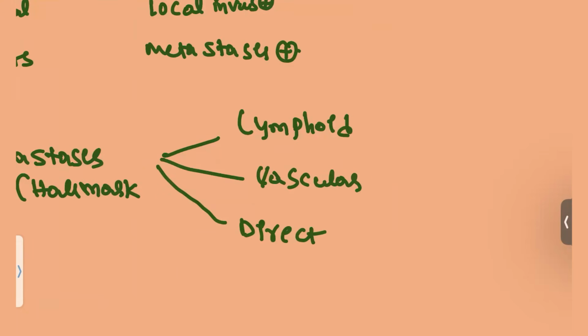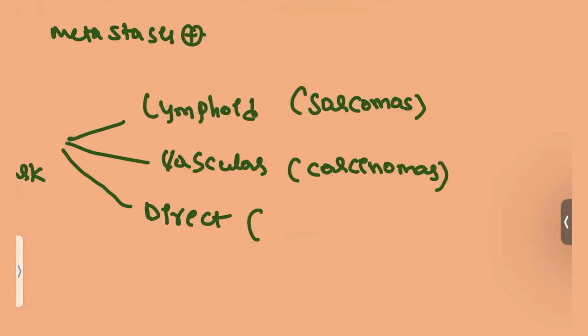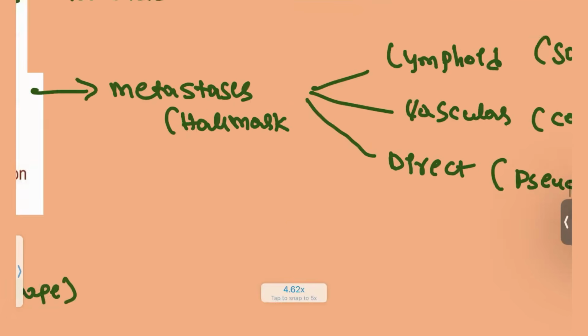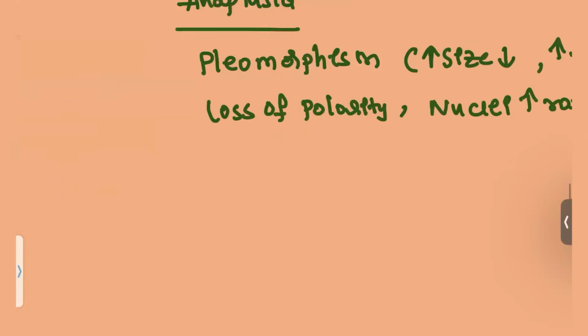Okay, lymphoid examples are mostly sarcomas, vascular are carcinomas, and direct are, for example, pseudomyxoma and nearby lymphoid. These are going to be involved in direct invasion, the metastasis type. Actually, what is the most important thing that you have to know about this neoplasia hallmark?